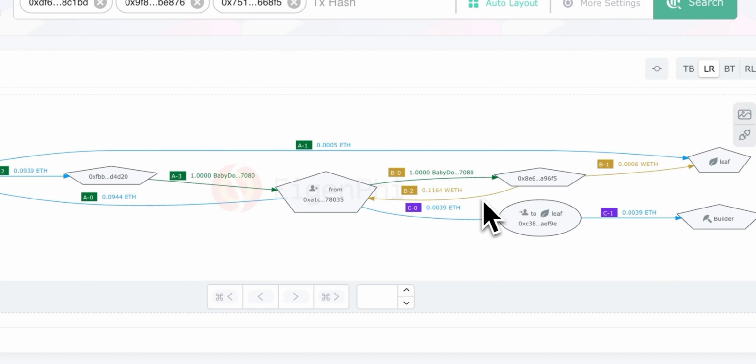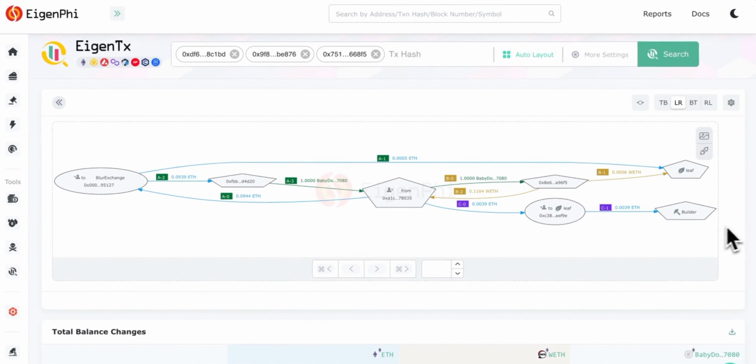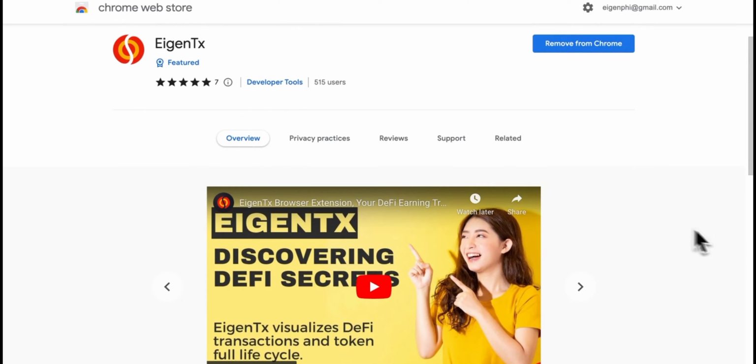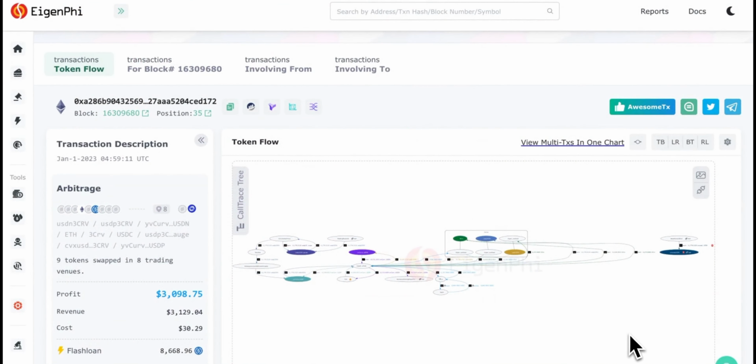Overall, EigenTX is a helpful tool for gaining insight into the details of NFT trades and transactions on the blockchain. Try out this EigenTX extension for an enhanced understanding of DeFi processes. We'll catch you in our next video where we'll explore arbitrage on synthetic tokens.